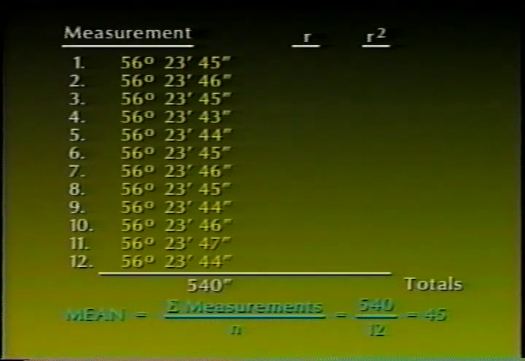Let's look at the results of determining the mean. As you can see, I've added up the second portion of each measurement, with the result being a value of 540. When I divide this number by the number of measurements, in this case 12, I get an answer of 45. The mean of this set of measurements is 56 degrees, 23 minutes, 45 seconds. This is the most probable value for the set of angles. Remember that the true value can never be actually determined. The mean is our best estimation of this value.